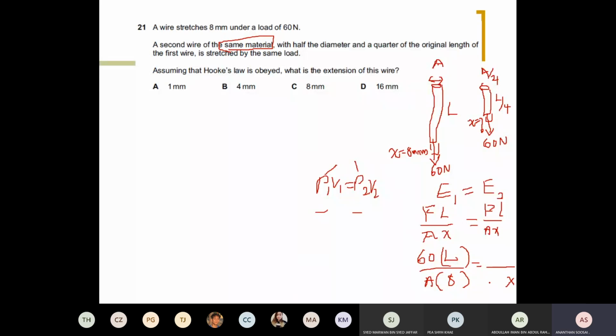We are looking for x now. This area is A over 4, and force is 60, but the length is a quarter length, L over 4. This is how you input the values. So find the x. How much is the x you got?